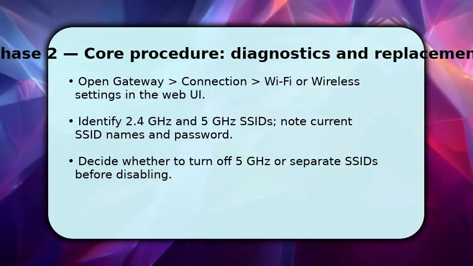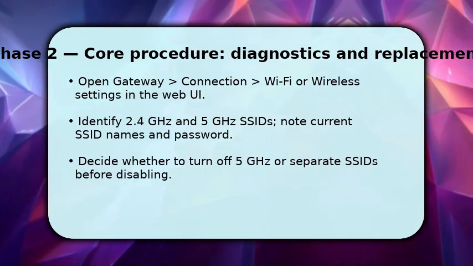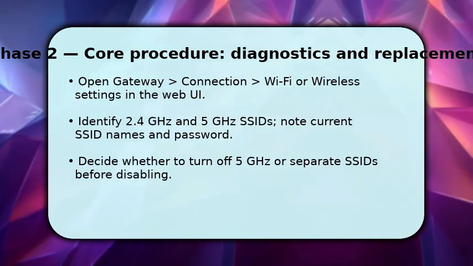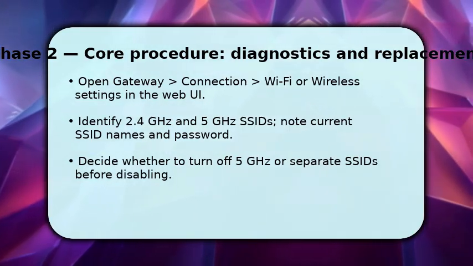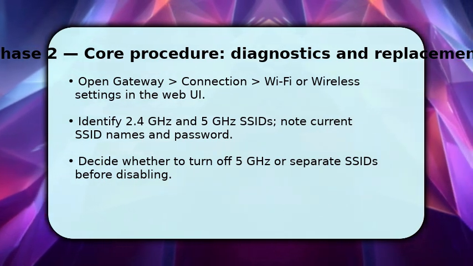If bands are combined, first split them by assigning a distinct SSID to 5 GHz. Make sure you understand which devices require 5 GHz. This preparation prevents losing devices unintentionally when you turn the band off.